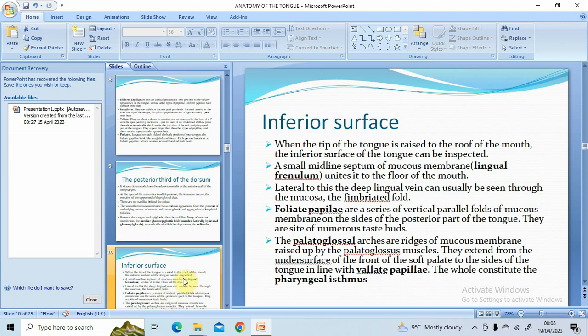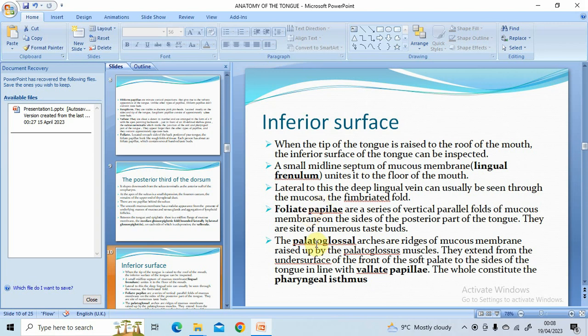So remember I said I'm going to talk about the foliate papillae. The foliate papillae are a series of vertical parallel folds of mucous membrane on the side of the posterior part of the tongue. They are posterior, not within the anterior two-thirds. That is why I didn't talk about them earlier.